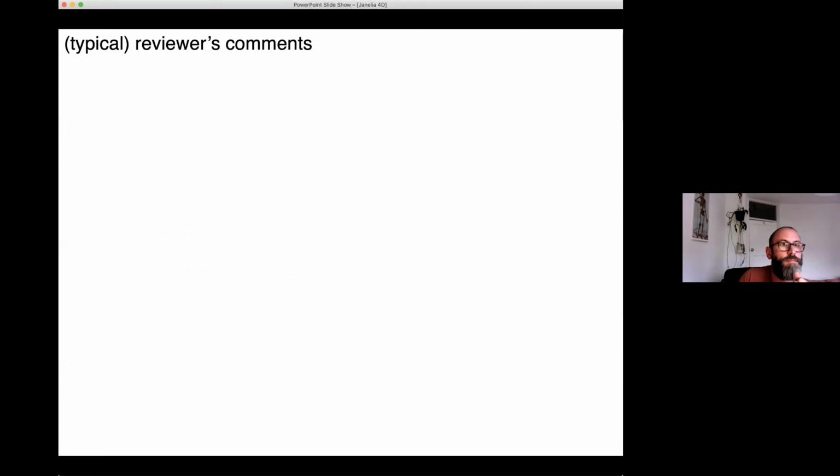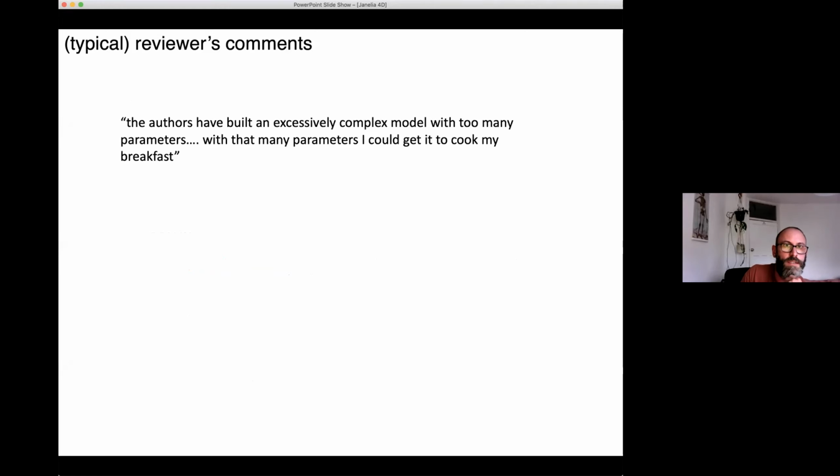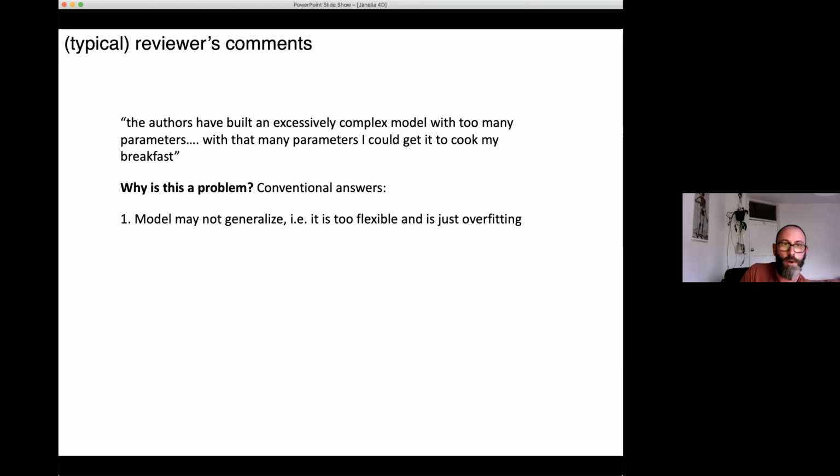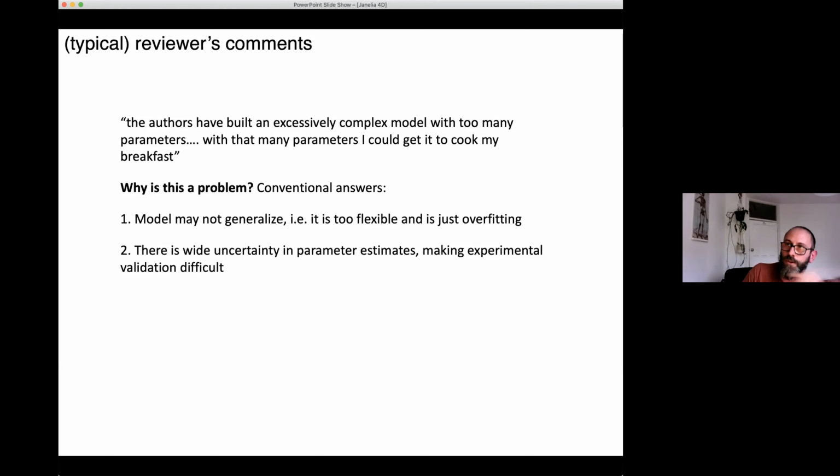So even if we're happy that this inference procedure is sound and we're actually happy that the model is informative, it encapsulates useful hypotheses, the type of responses we might get if we probe complex models might look like this. So the authors have built an excessively complex model with too many parameters. With that many parameters, I could get it to cook my breakfast. Okay, so why is this a problem? Conventional answers are the model may not generalize, it's too flexible, and it's simply overfitting idiosyncrasies in the data. There's wide uncertainty in the parameter estimates, which you actually saw in the previous slides I showed, and this would make experimental validation of the model in particular difficult. And maybe these complex models don't really give you any insight.